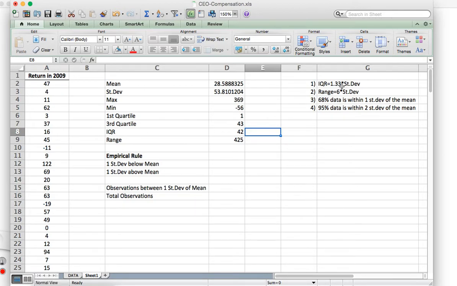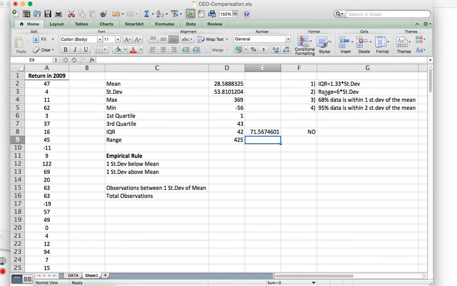I will now calculate this value here, 1.33 times standard deviation, so it's this value right here. Well, as you can see, 42 is not equal to 71.5, so we can say no. The first evidence says it's not normally distributed. Our data returns are not normally distributed.